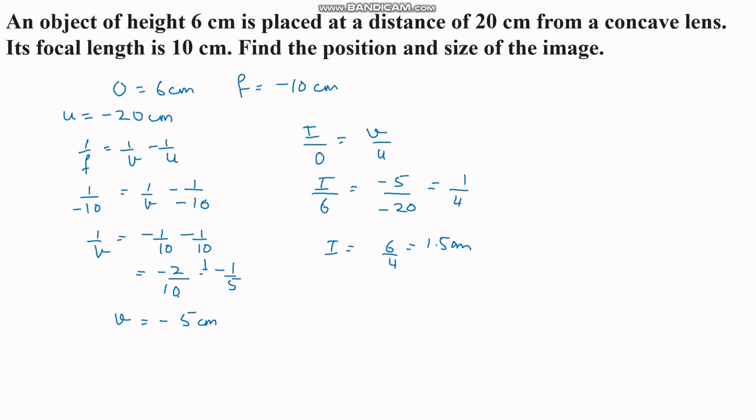Now see the position that you were asked. The position is 5 centimeter. Size of the image is coming out to be 1.5 centimeter. And you can see yourself, it's a concave lens, isn't it? And the image will be diminished. So when you are getting the object as 6 centimeter, the size is coming out to be lesser. And similarly, a concave lens always forms a virtual image, and you get this as a negative sign, which justifies that your calculations are correct.